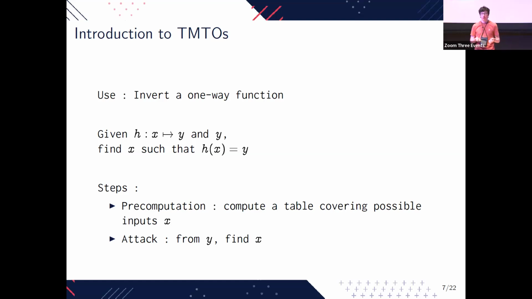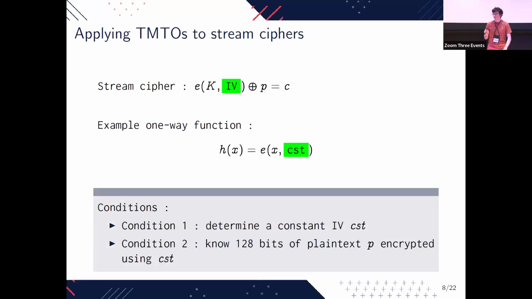And a time-memory trade-off works in two distinct steps. First, you have a very computation-heavy step where you compute the hash function over all possible inputs x, and then you store that in an optimized data structure, a table. The attack step is you just take a hash and you try to find it using your table. And this attack step is very, very quick.